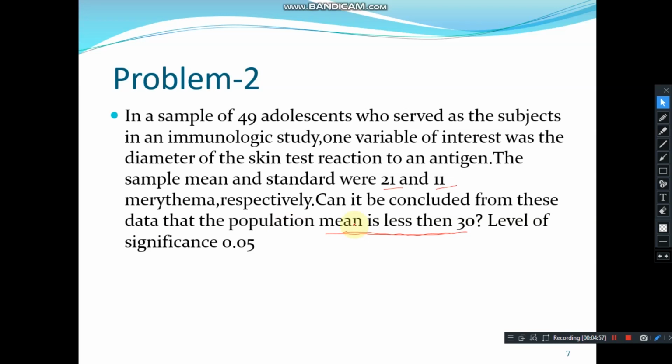They are claiming the population mean is always less than 30, but we don't know. If we take a sample and find its mean, and that mean is less than 30, then the claim is true, otherwise it is not true. So that's why we have to test this hypothesis, and for that this is the level of significance, the considerable error.